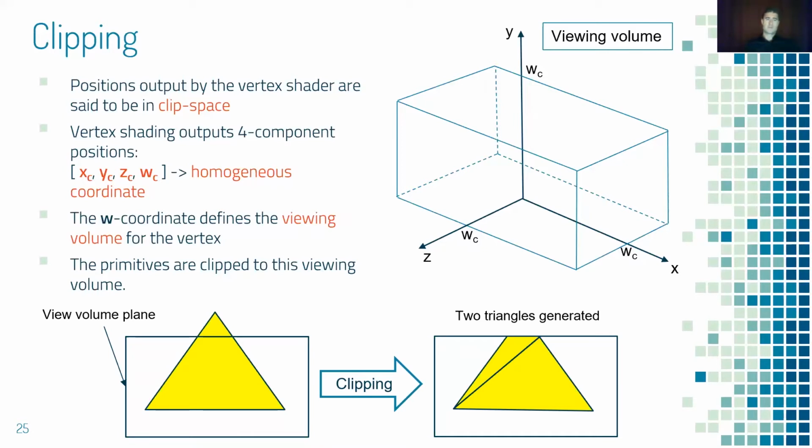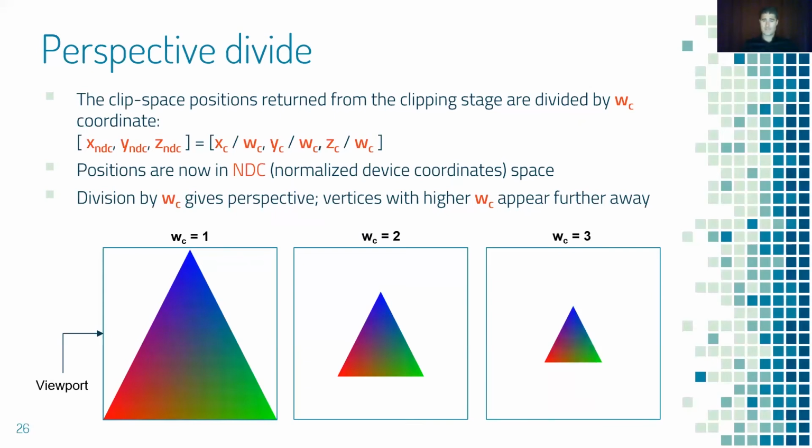Let's move on. Perspective divide. If you think about it in the real world, let's say you have 2 houses of the same size, and one is close to you and the other is far away. Even though they are the same size, the one close to you seems bigger. It should be the same in computer graphics. So the clip space positions returned from the clipping in the previous stage are divided by this homogeneous coordinate W, and positions are now in a normalized device coordinate space, the so-called NDC space.